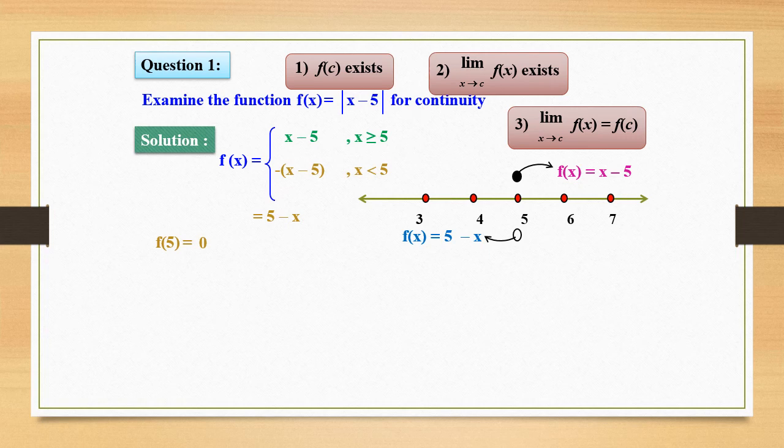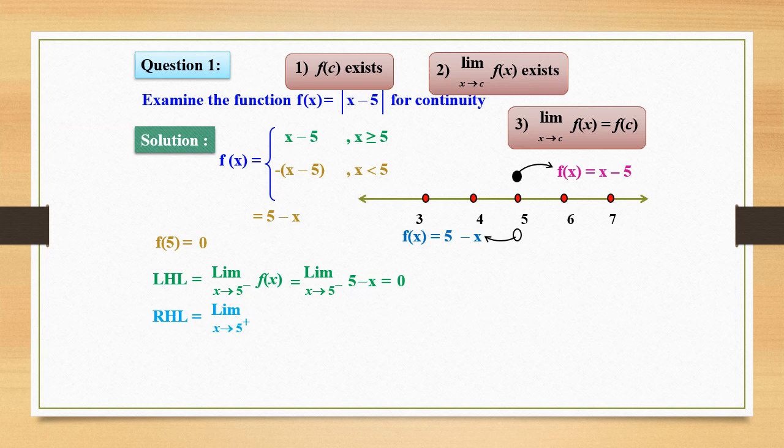So f of 5 will be equal to 5 minus 5, which is equal to 0. Next, LHL, limit of f of x as x tends to 5 minus. So the value of the function when x tends to 5 minus is minus x minus 5. So on substituting, we get 5 minus x, which is again equal to 0.